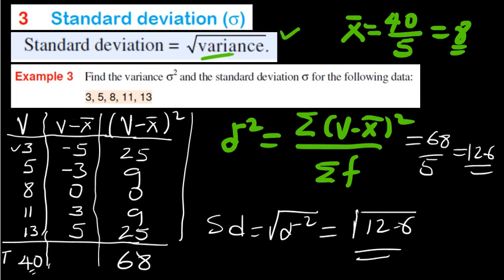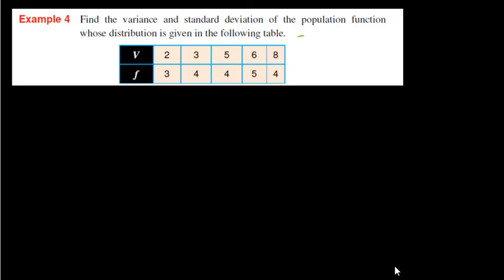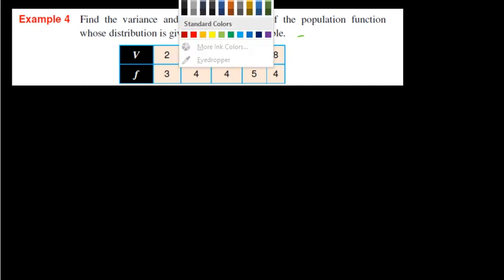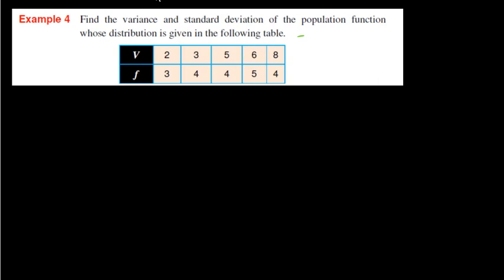Let's go to the next example. Again here it says find the variance and standard deviation of the following population whose distribution is given in the table below. The values are 2, 3, 5, 6 and 8, and each value has its own corresponding frequency. The 2 appears 3 times, the 3 appears 4 times. That's the pattern, as you see. Therefore, let's write vertically like in the previous one.